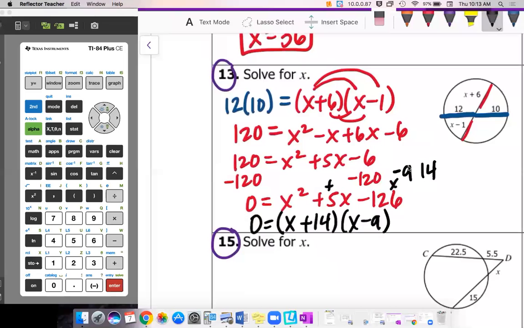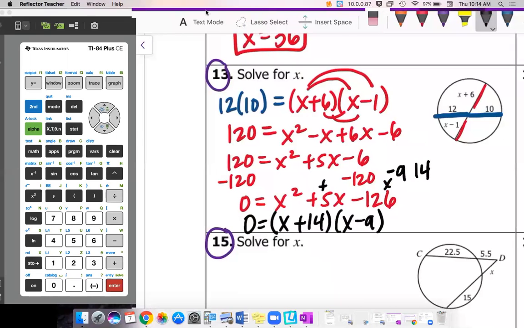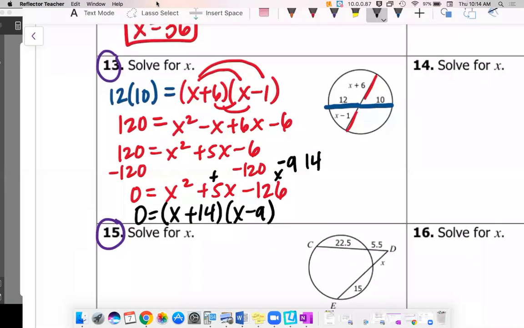And then in order to solve for x, you just have to take each of those and set them equal to 0 and solve. So for the first one, you get x is equal to negative 14. And then the second one, you get x is 9.